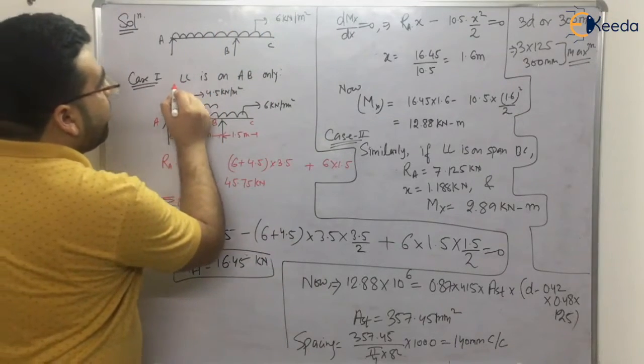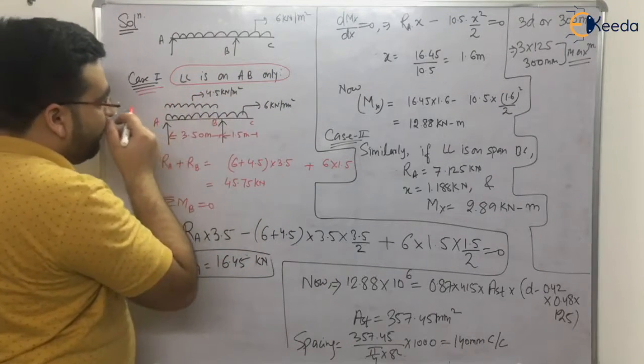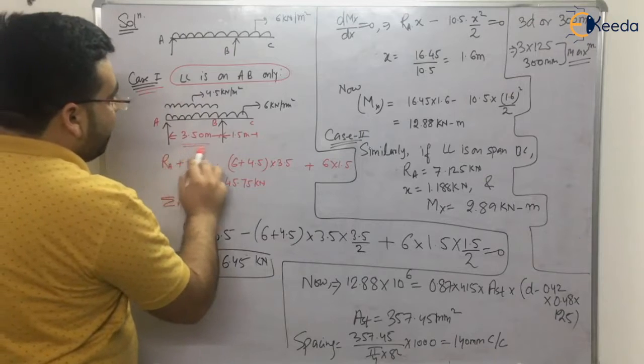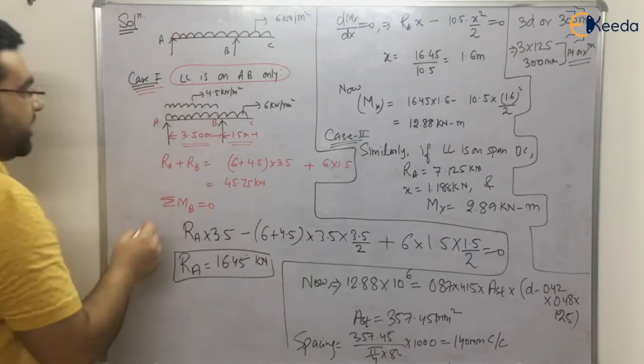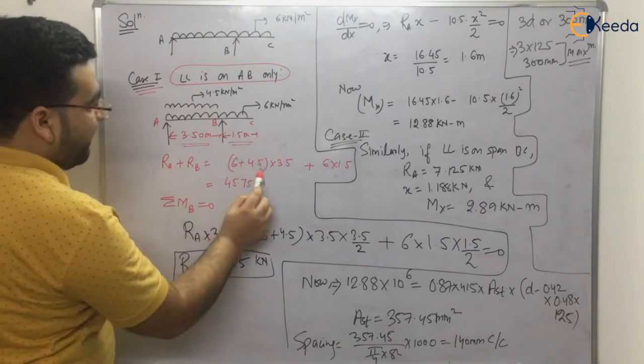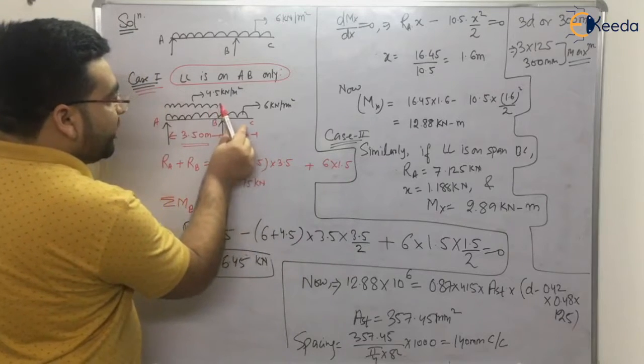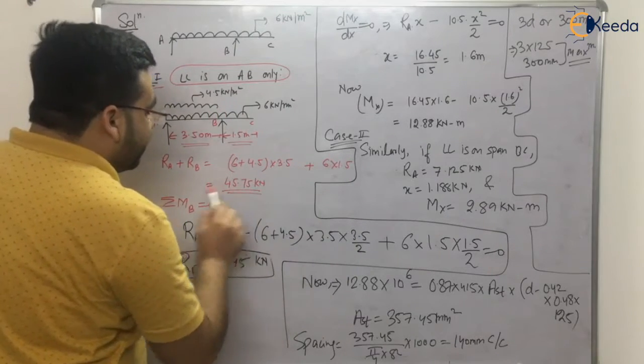So live load is on AB only, the first case. If I apply the live load 4.5, this span is 3.5 and this is 1.5 meter. So RA plus RB will be equal to 6 plus 4.5 into 3.5, because it is a UDL, plus 6 into 1.5, so it will be 45.75.